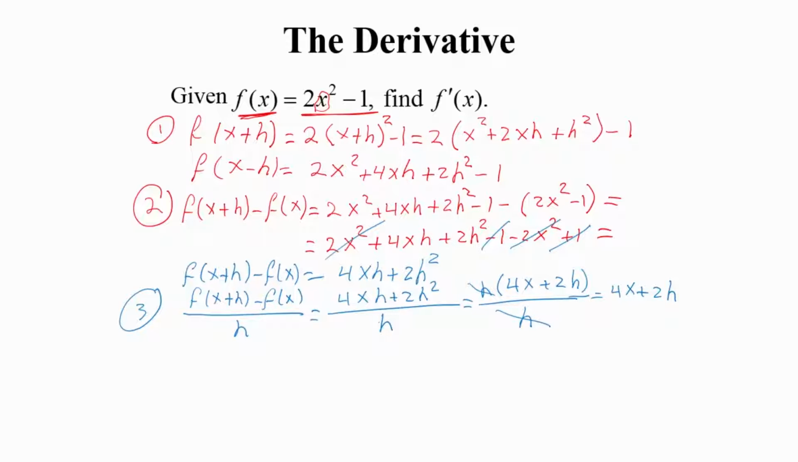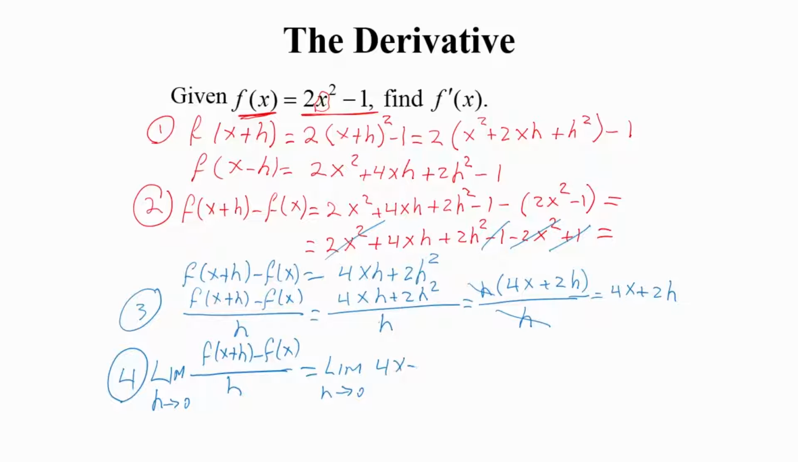Step number 4. Now find the limit of f of x plus h minus f of x divided by h and drive h to 0. Well, this one here, I already found it, is 4x plus 2h. So it's the limit as h is driven to 0 of 4x plus 2h. Now, when h is driven to 0, it would not impact the 4x. There is no h involved here, so the 4x would remain.